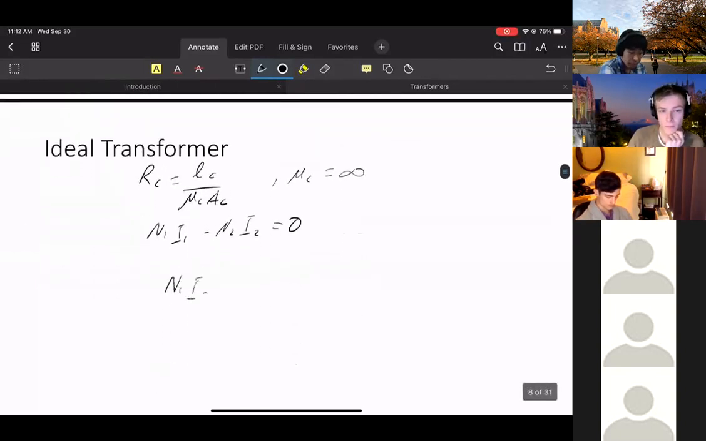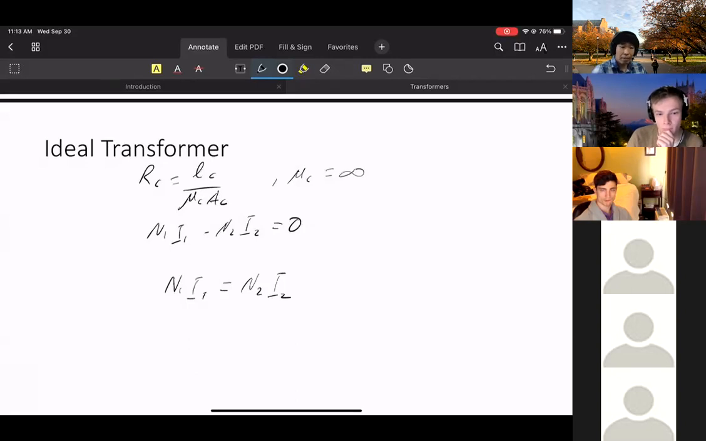N1 I1 equals N2 I2. Okay, so that's where we get the equation from, right? For an ideal transformer, the net current inside of it is 0 because all the current I put in comes out. And the reason for that is I don't lose anything in the core. The core lets everything flow. Okay, and so that is what I require of my ideal transformer.